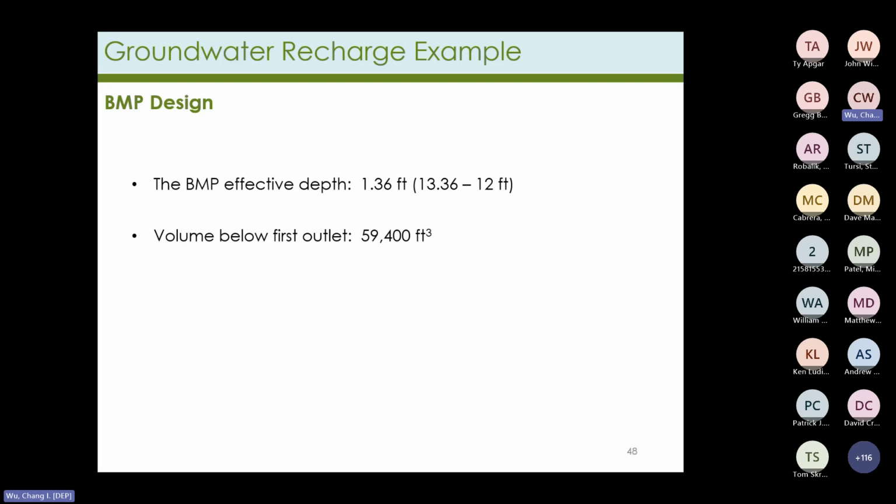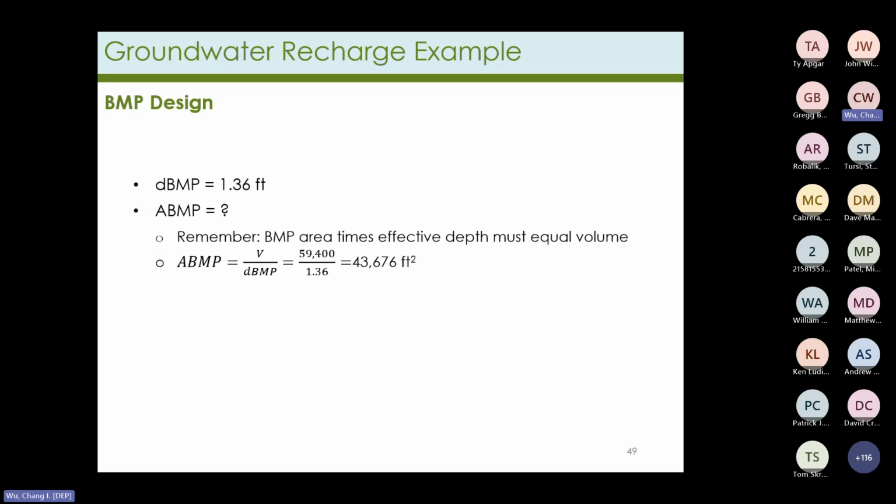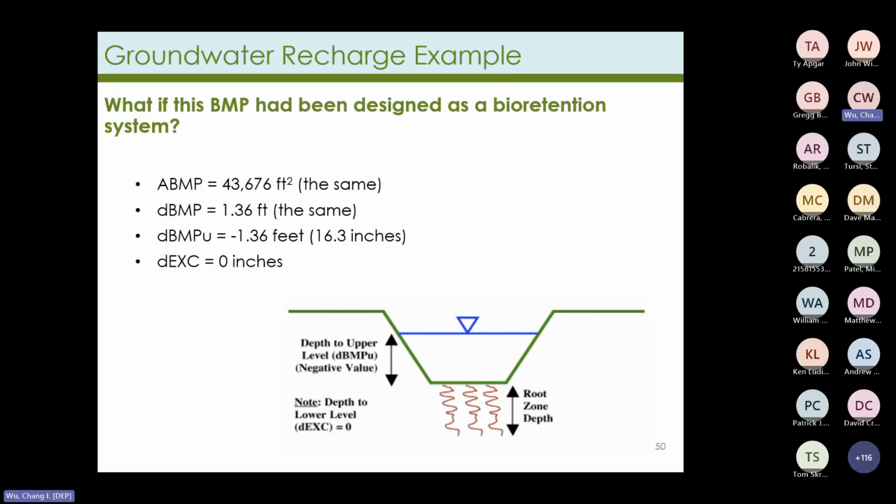So we can calculate those parameters accordingly from the site plan. Because this one is a sloped BMP, we have to calculate the ABMP. So we take the volume divided by the depth of the BMP, and we get the ABMP value. If we keep the same values but change the BMP type from the infiltration basin to a bioretention basin, then the ABMP would be the same and dBMP would be the same, but the dBMPU and the dx would be different. So that would make the calculation output differently.